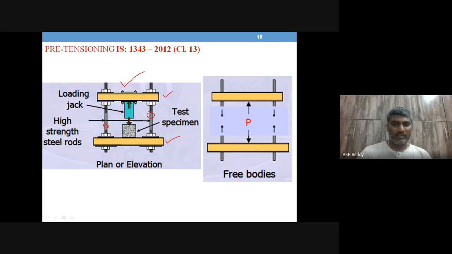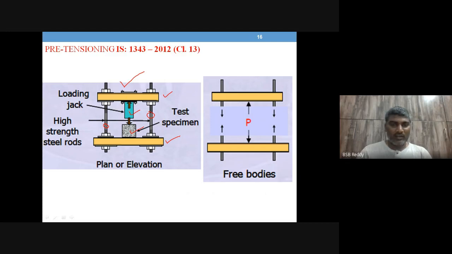These are high strength steel rods. Okay, and this is the member that you want to push. Okay, this is a hydraulic jack. So when the hydraulic jack is operated, it will try to push the specimen. Whereas the member is supported by a frame, so it will not move, and in turn it will push back the hydraulic jack. Okay, so this is the operation here.